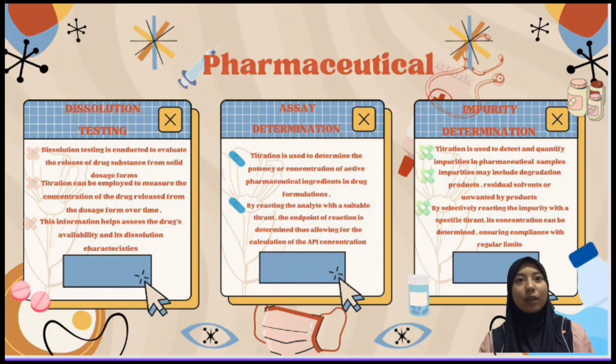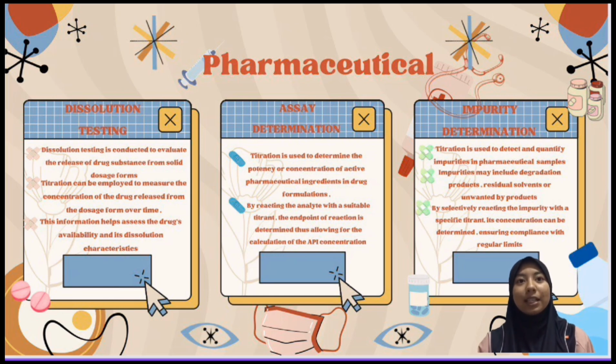Next, let's take a look at pharmaceuticals. First, dissolution testing. Dissolution testing is conducted to evaluate the release of drug substance from solid dosage form. Titration can be employed to measure the concentration of the drug released from the dosage form over time. This information helps assess the drug's availability and its dissolution characteristics.